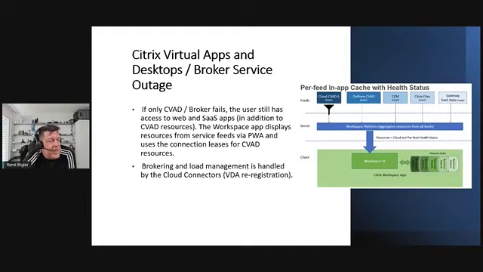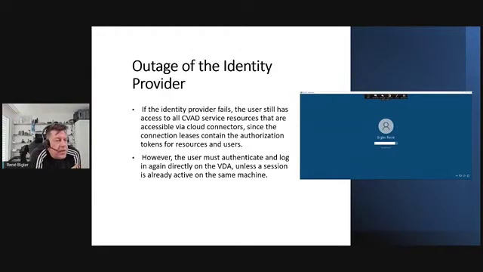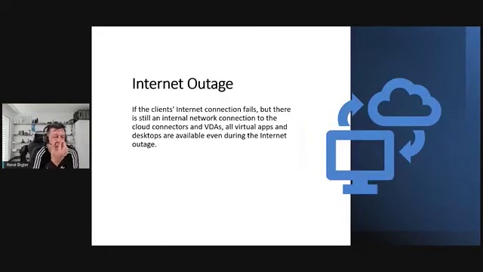What happens if the identity provider is not available? Well, in this scenario, with an external identity provider, in my case Azure Active Directory, if the identity provider fails, the user still has access to the CVAD resources that are accessible via cloud connectors, since those connection leases are available for the authorization of the end users. However, the single sign-on might be broken and the end user has to do re-authentication on the VDI itself. So in my scenario, when implementing with a federated authentication service, there's this gap with the double prompt for the authentication.